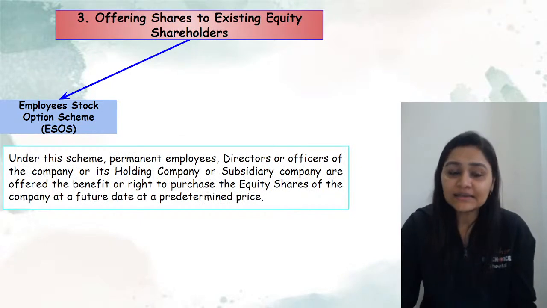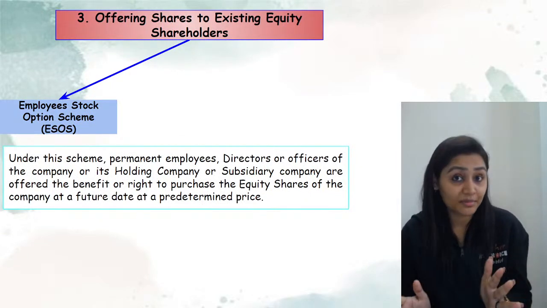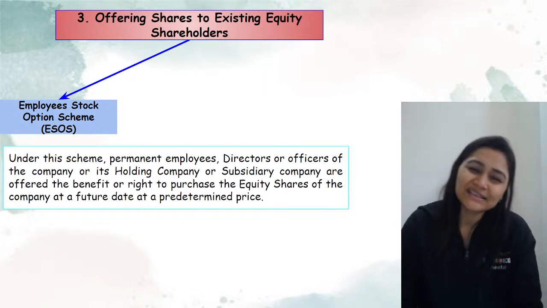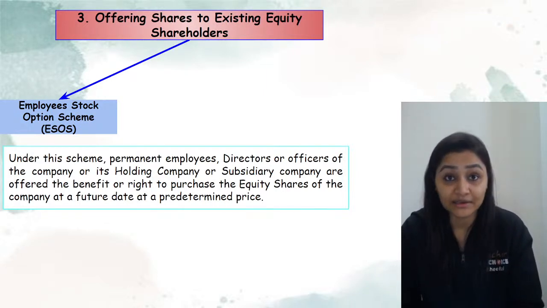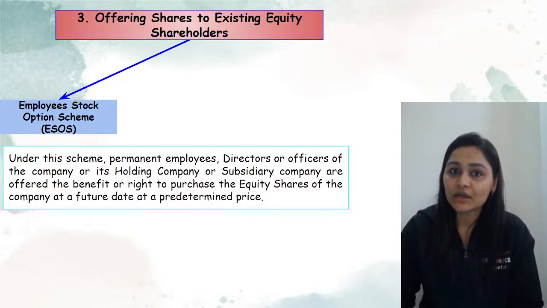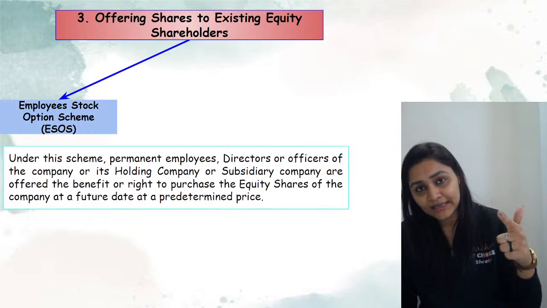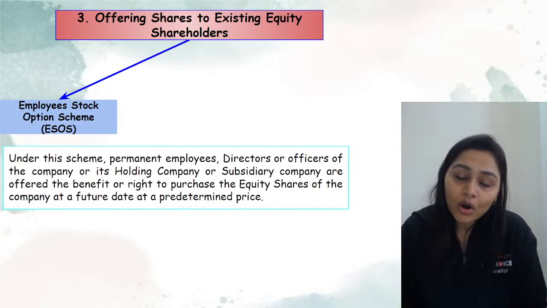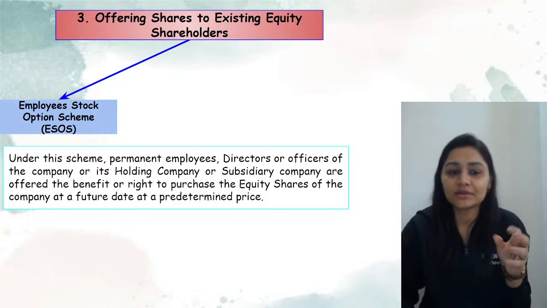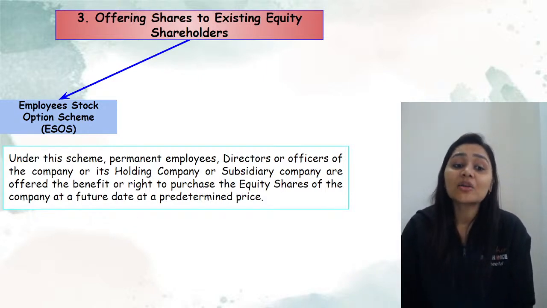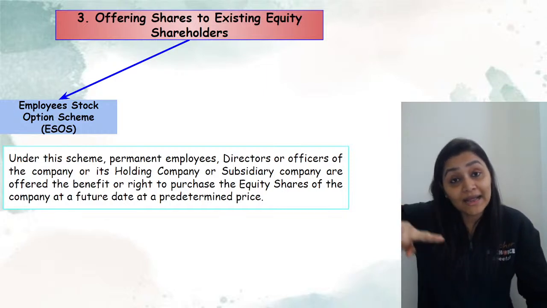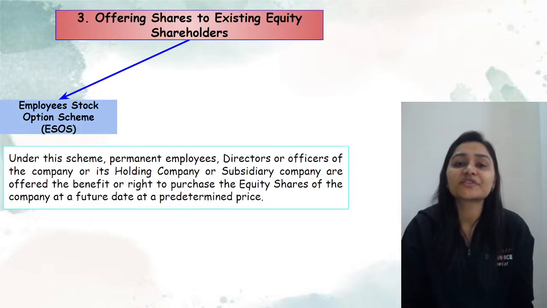Let me explain. Under the scheme, permanent employees, all those employees who are permanent employees, not the contractual ones, not those who are there for a temporary period or as interns or freelancers. Those employees who are on the payroll of the company, not outsourced, permanent employees, the directors, the officers of the company or any of the holding company, meaning the smaller companies that run under a company's name, holding company or subsidiary company, are offered the benefit or given the right to purchase equity shares of the company at a future date but for a price which is fixed today.